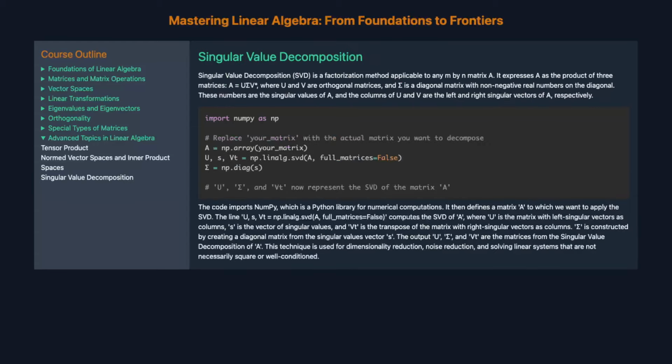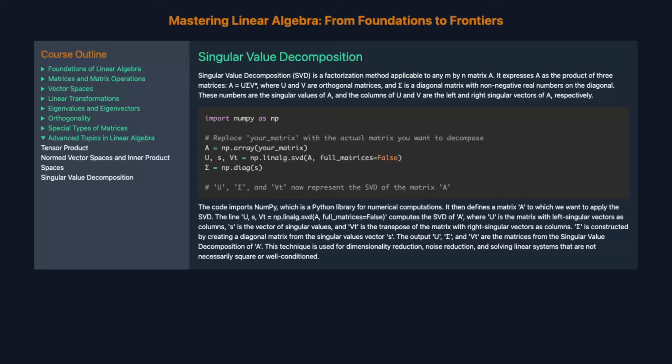Singular value decomposition. Singular value decomposition, SVD, is a factorization method applicable to any m by n matrix A. It expresses A as the product of three matrices, A equals U S V^T, where U and V are orthogonal matrices, and S is a diagonal matrix with non-negative real numbers on the diagonal. These numbers are the singular values of A, and the columns of U and V are the left and right singular vectors of A, respectively.